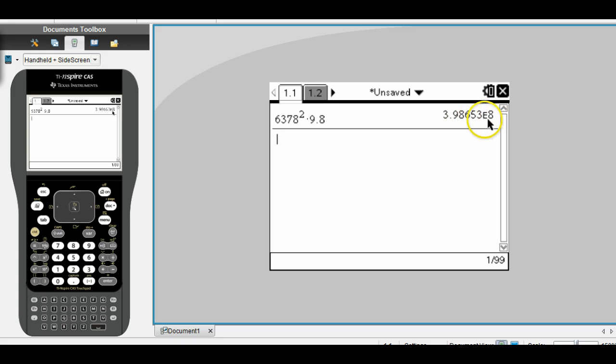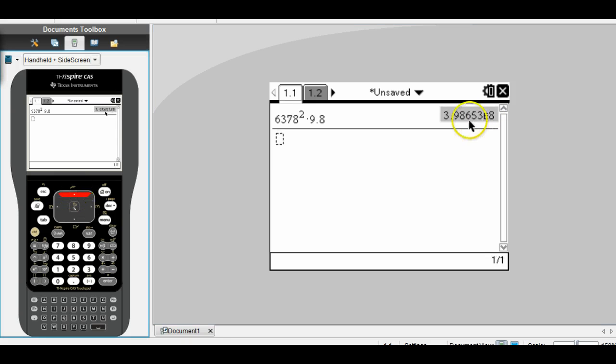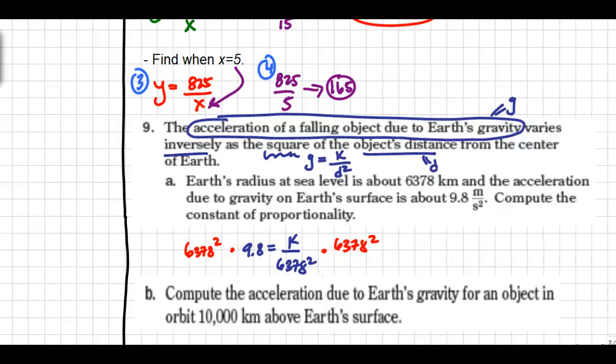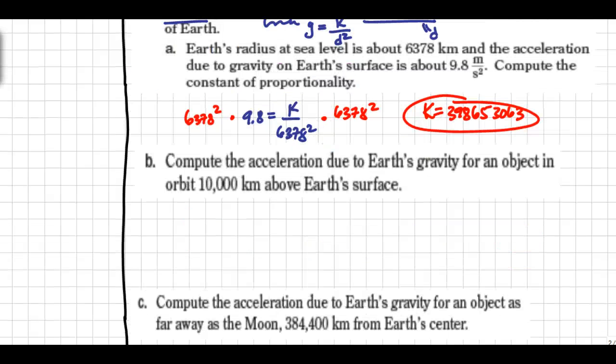Now for a lot of students that number is very unsatisfying, so here's how you can deal with that. It's a number in scientific notation, and if you don't want to figure it out, go ahead and hit the up arrow until that number is highlighted, hit enter to copy and paste it. And now you can see the number without any rounding. So now we're just going to take that number and write it down for our k value. So our k value is that big long number. Now we're going to use that to answer the next question.